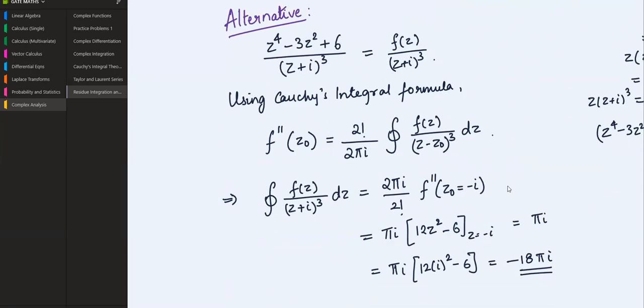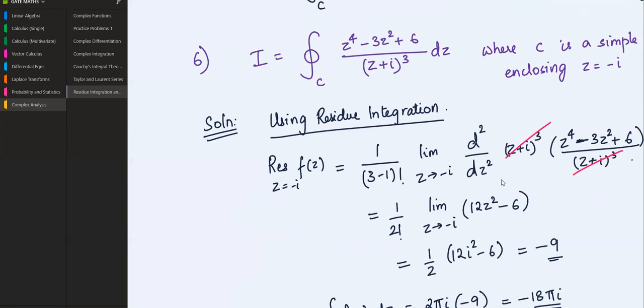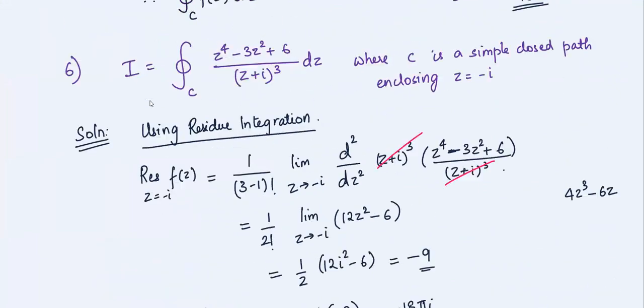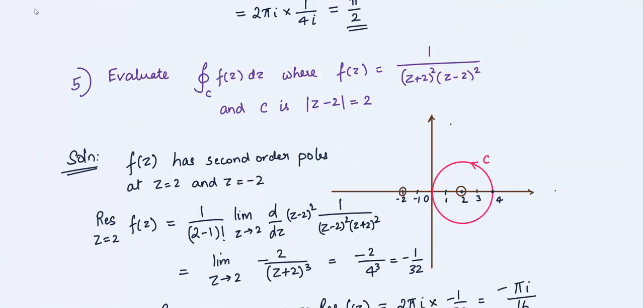So this is using Cauchy's integral formula, and this is using residue integration. Wherever possible, if we have a Laurent series, we can find the coefficient of 1 by (z plus i), and that way we'll be able to solve. Okay, so with this, we complete complex analysis.